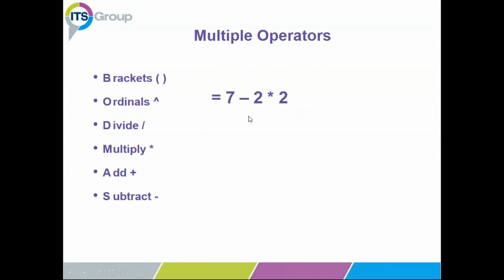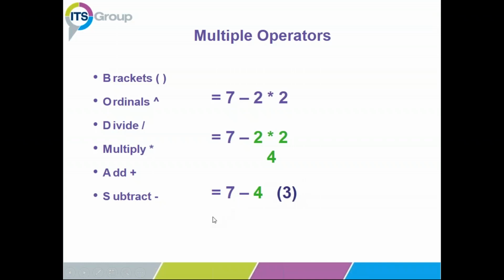So our formula, essentially, even though we type the minus in first, when we press enter, Excel will go, right, there's nothing in brackets, no ordinals, no divide. There's a multiply in there. So it will take the 2 and multiply by the 2 to give us a subtotal of 4. And because it already has that subtotal of 4, all that's left for it to do is take the 7 and deduct that 4 to give us that wrong answer of 3.